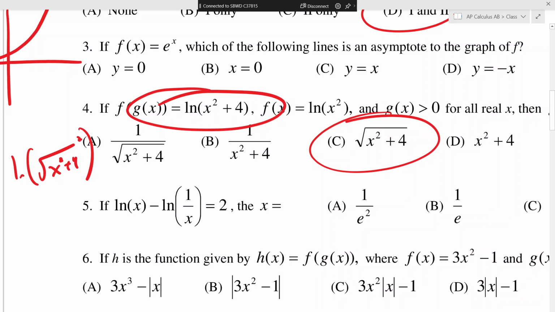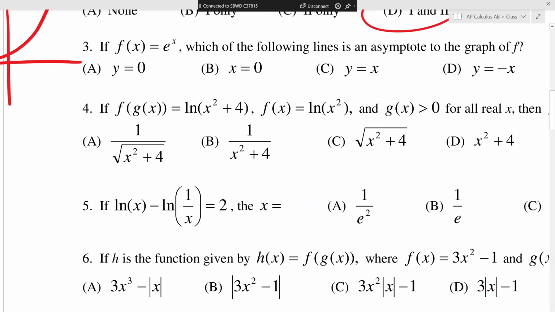Okay? Possible? Just guessing and checking there, really. That's all. I'm just plugging it in. Okay? That's also not a crazy important question, but you should understand composition of functions. That's going to matter for us eventually.